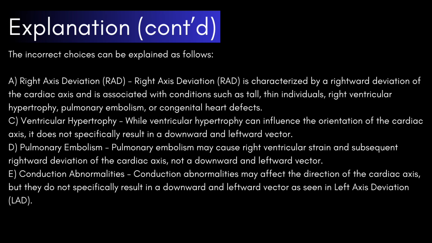C, ventricular hypertrophy. While ventricular hypertrophy can influence the orientation of the cardiac axis, it does not specifically result in a downward and leftward vector. D, pulmonary embolism. Pulmonary embolism may cause right ventricular strain and subsequent rightward deviation of the cardiac axis, not a downward and leftward vector. E, conduction abnormalities. Conduction abnormalities may affect the direction of the cardiac axis, but they do not specifically result in a downward and leftward vector as seen in left axis deviation, LAD.